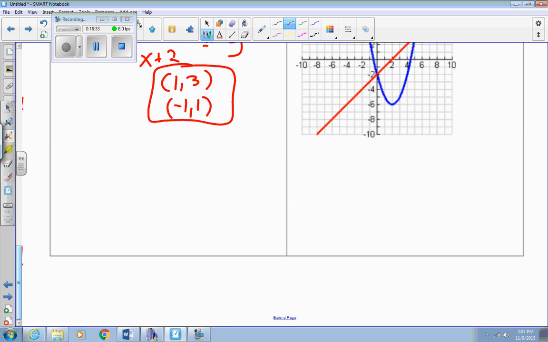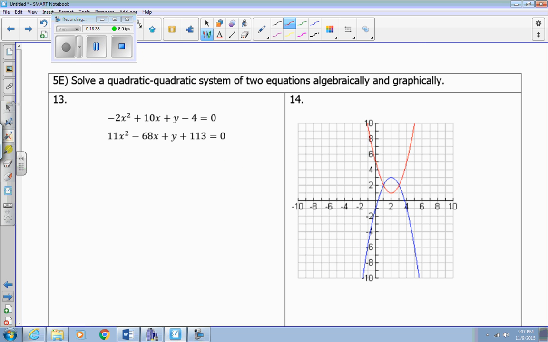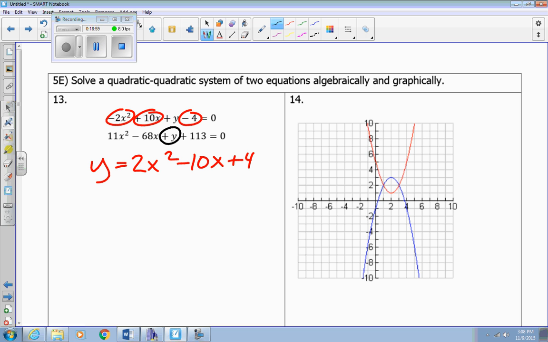So we have to set equal to y. Easiest thing to do, just move every term to the other side to get the y by itself. So I have to add 2x squared, subtract 10x, and add 4. That's the top equation. The bottom one, again, since the y is positive, I would move every term over. So y equals, when you move 11x squared to the right side, minus 11x squared plus 68x minus 113. Now let's put this into the calculator.